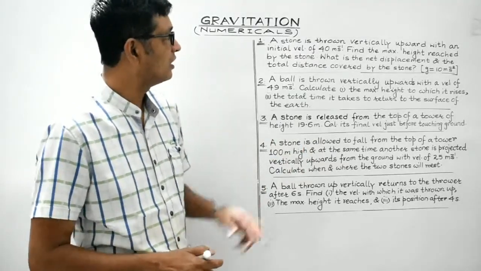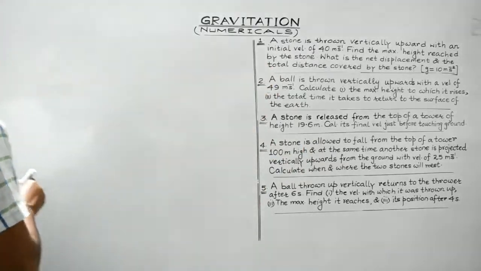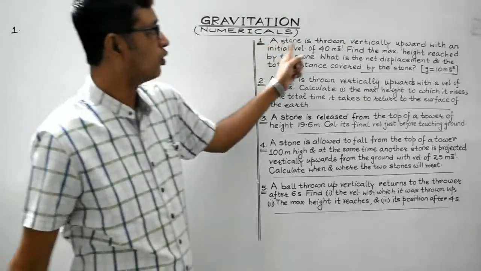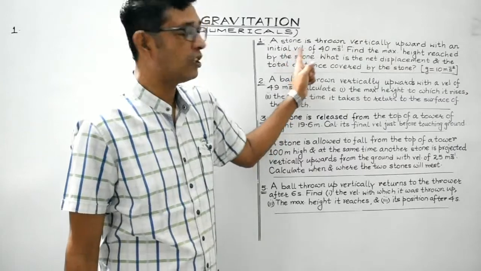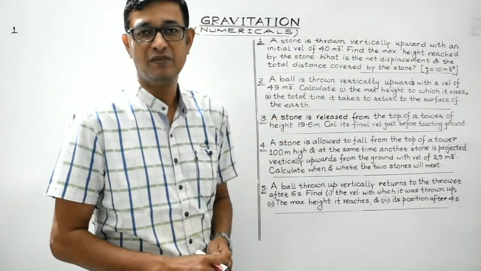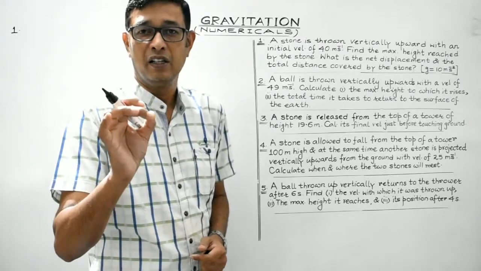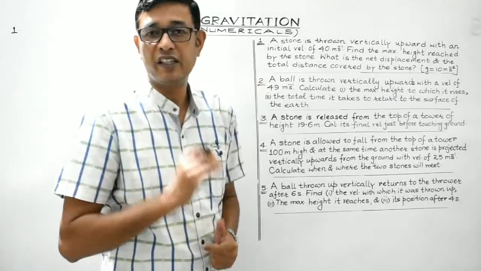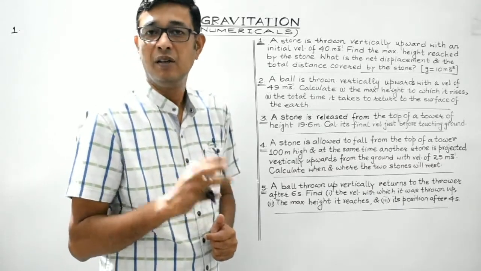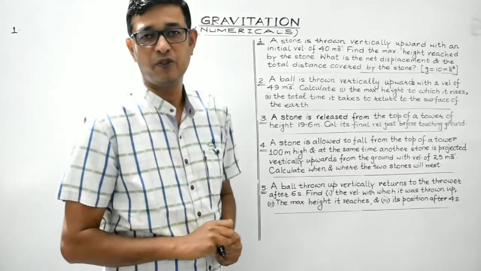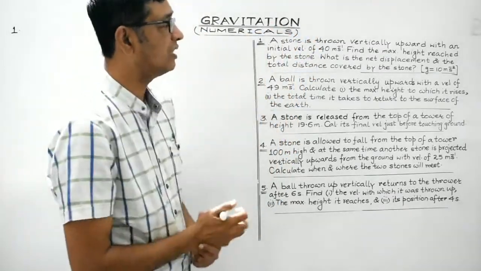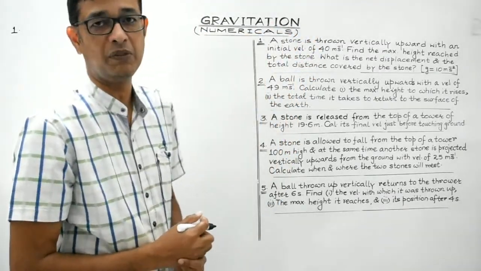So let's start with the first question. First question is, students, a stone is thrown vertically upward with an initial velocity of 40 meters per second. And students, again I must insist, first read the question very carefully and then write down the information and make use of any one system of units, right? So a stone is thrown vertically upward with an initial velocity of 40 meters per second.